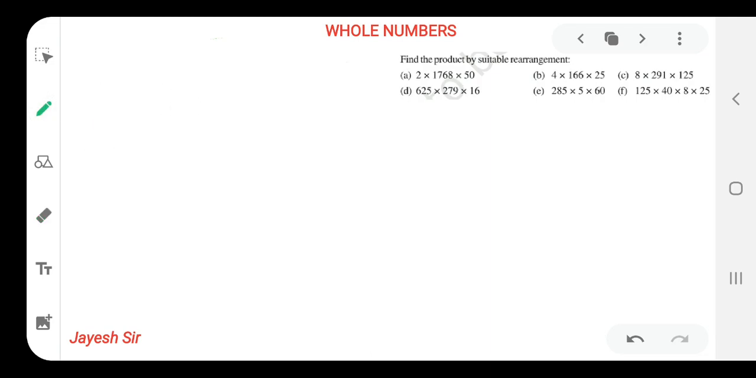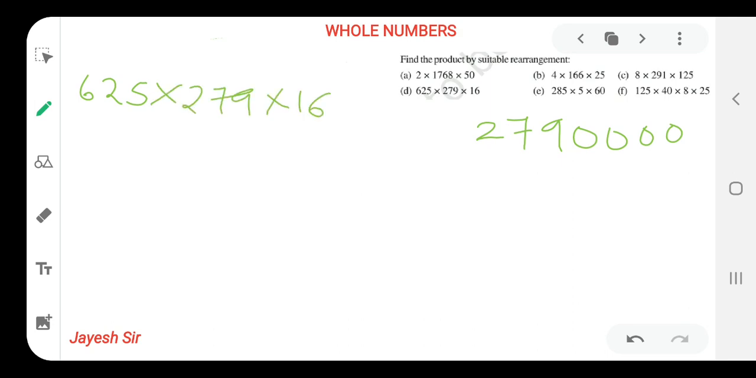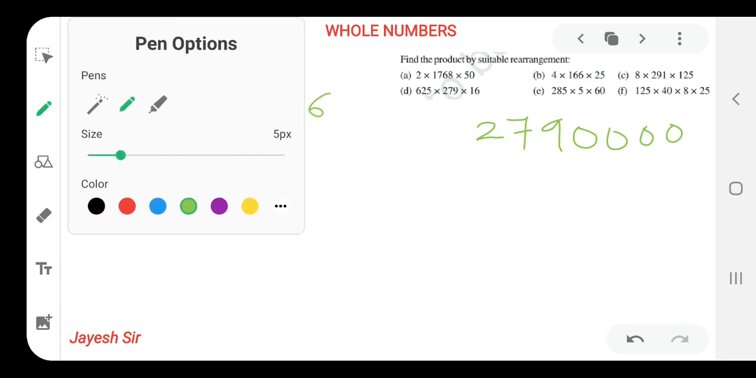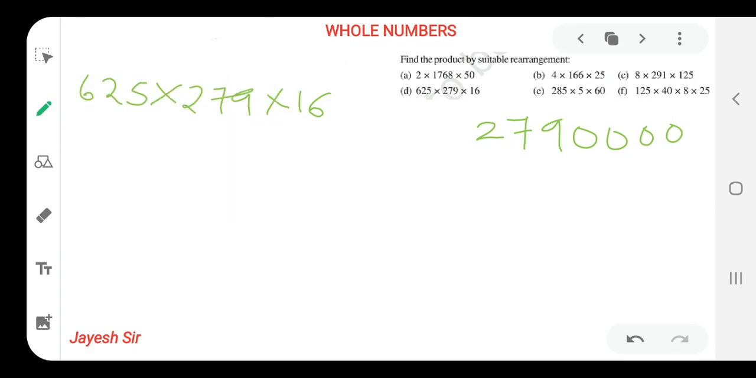So my answer for the fourth sum would be this much. So let's see how I am getting this much answer. 625 multiplied by 279 multiplied by 16. So first I will think for multiplication of two base numbers, that is 625 into 16.